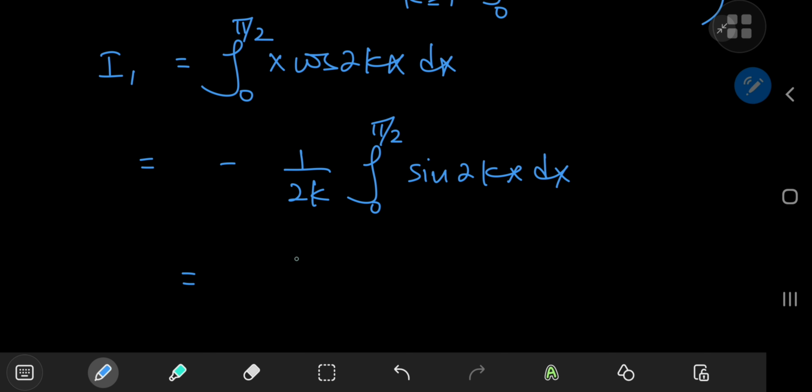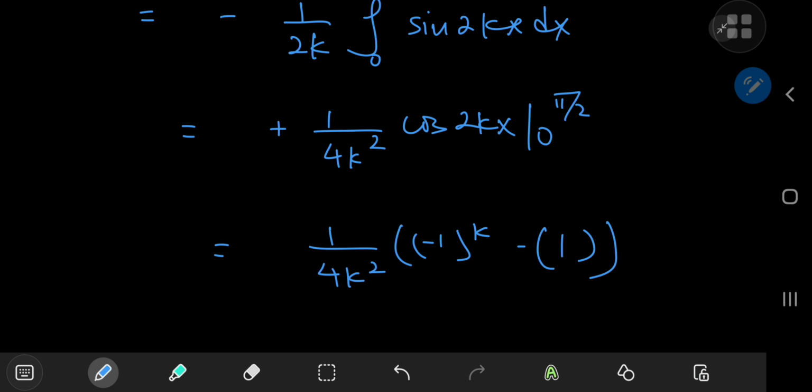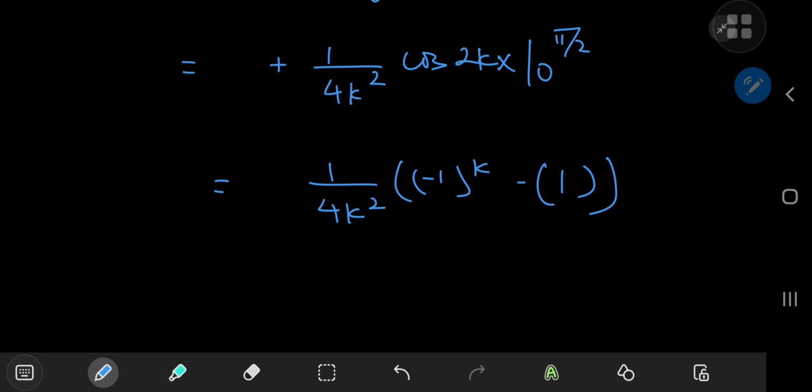On integration once more, we have another negative sign, so that's 1 by 4k squared now, times the cosine of 2kx, the limits being 0 and pi by 2. So we have 1 by 4k squared times negative 1 to the k minus 1, because cosine of k times pi is negative 1 to the k, of course. Okay, cool. So that's I sub 1 for you.